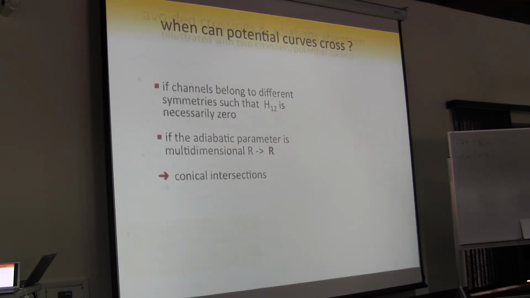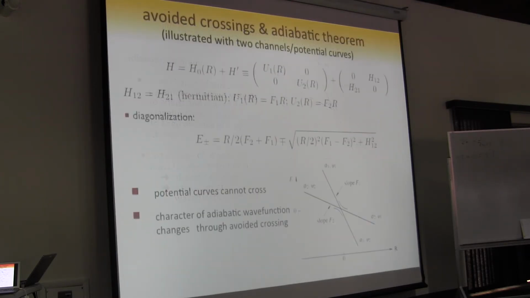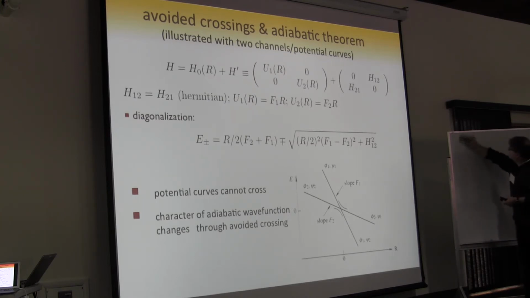And to understand that a little bit, we go back to our very simple system of two channels and discuss now how we can actually see that these two channels can cross once we make a vector out of the scalar adiabatic parameter. So how can that happen? I will try to illustrate that to you on the blackboard, or better the whiteboard.